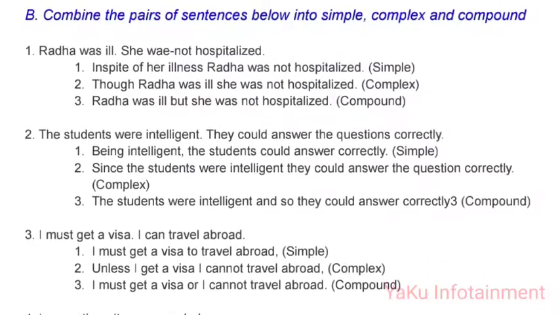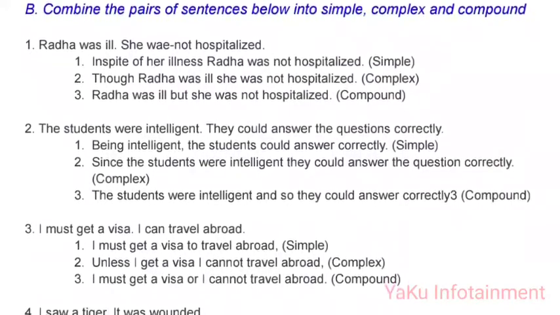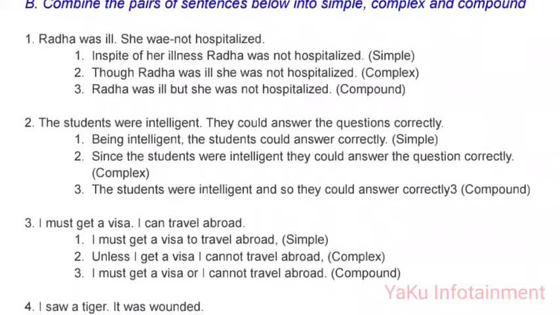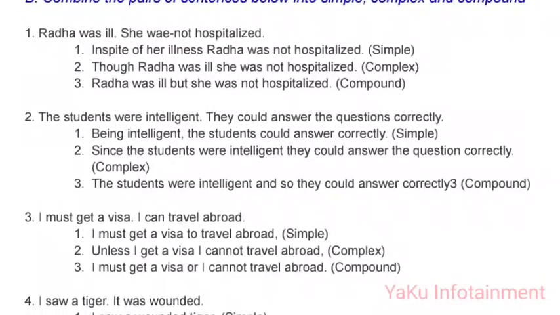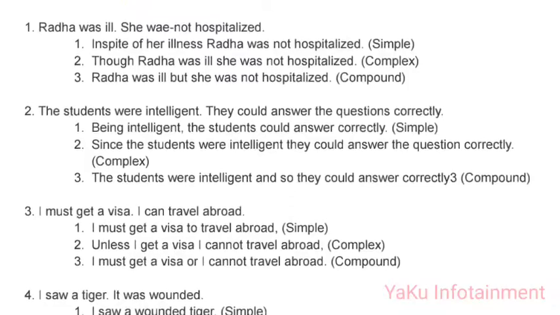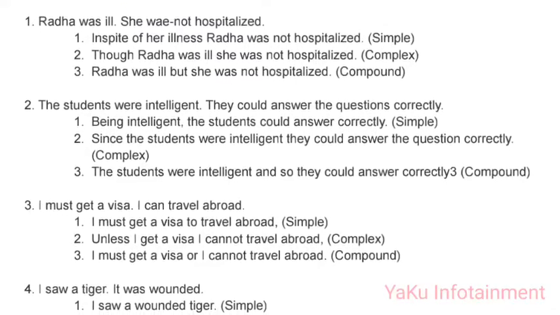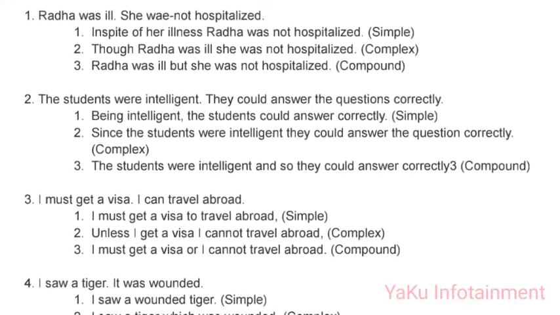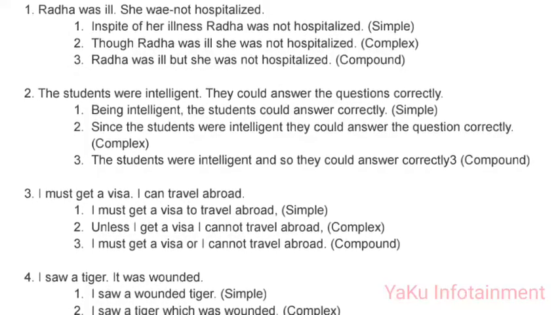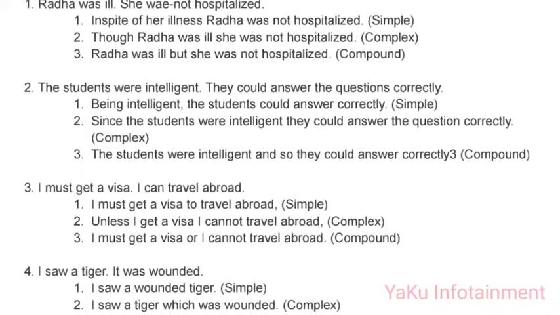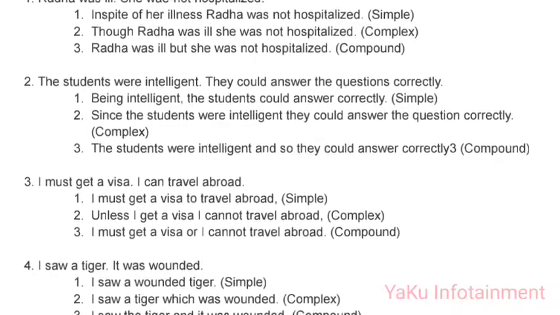2. The students were intelligent. They could answer the questions correctly. Simple. Being intelligent, the students could answer correctly. Complex. Since the students were intelligent, they could answer the question correctly. Compound. The students were intelligent and so they could answer correctly.